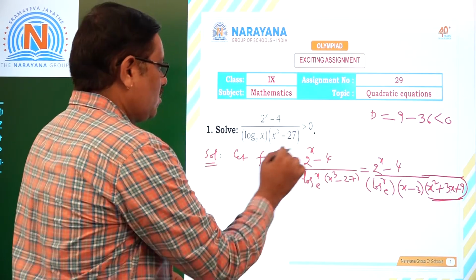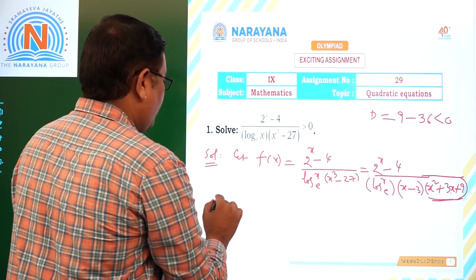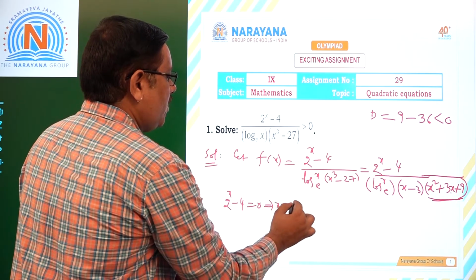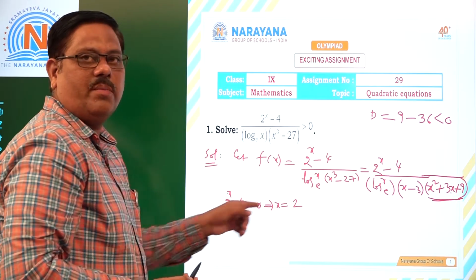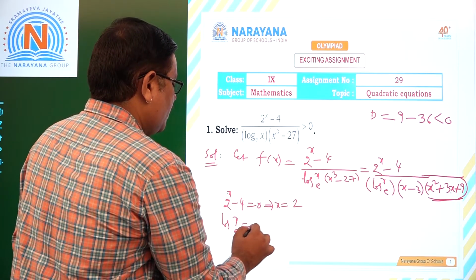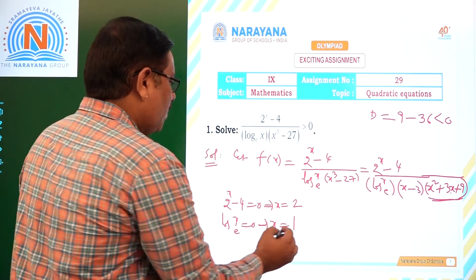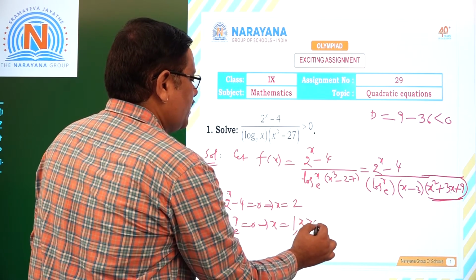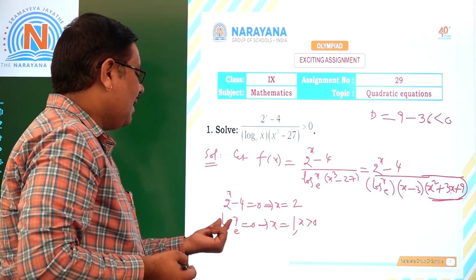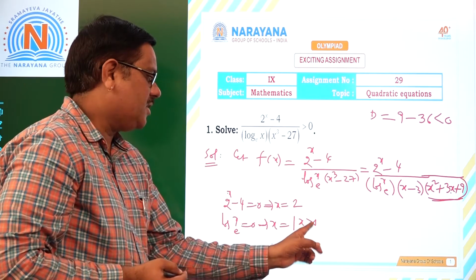Now let us see how to solve it. First step is what? We have to find out the critical points. How can you find out the critical points? We have to take 2 power x minus 4 as 0. Thereby x is going to be 2, because 2 square is 4, 4 minus 4 is going to be 0. If you take log x base e equal to 0, x is going to be e power 0, that is 1. And one more thing you have to remember, x must be always positive, because log x is not defined if x is negative or even 0. So x is more than 0.